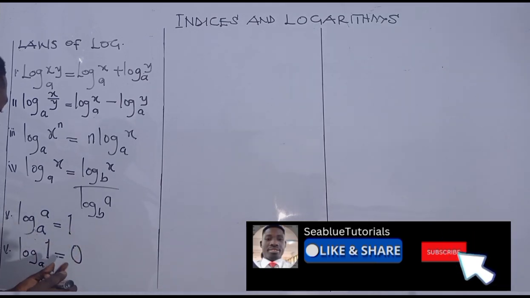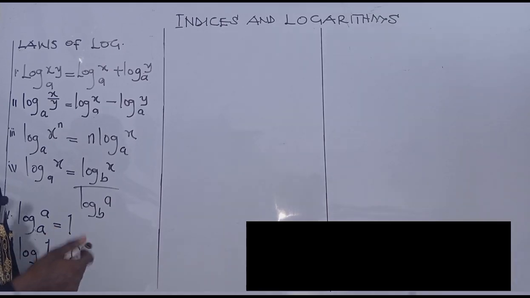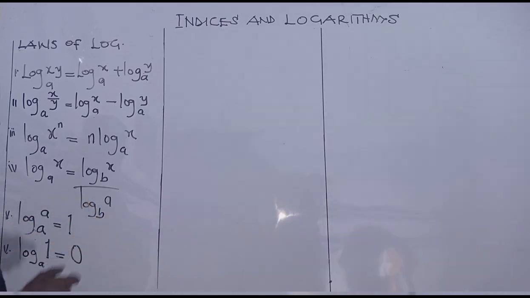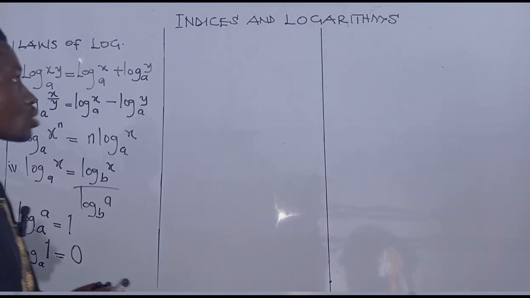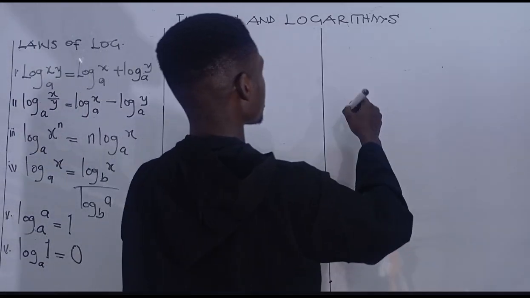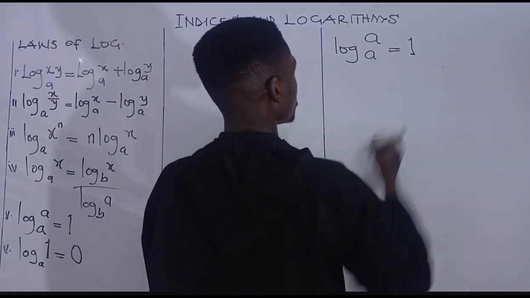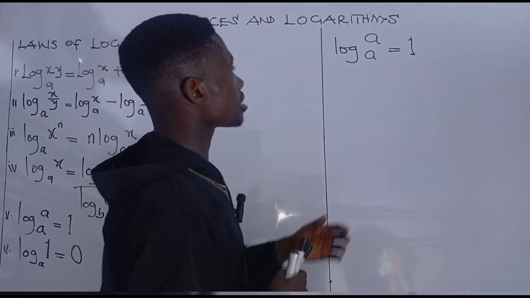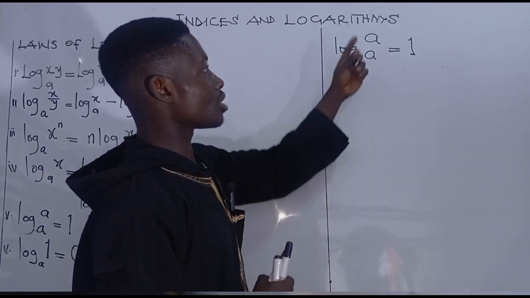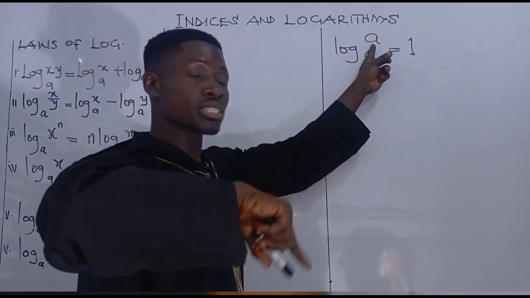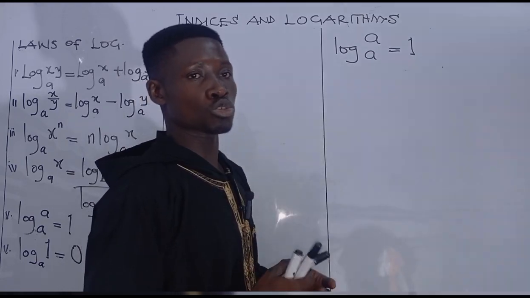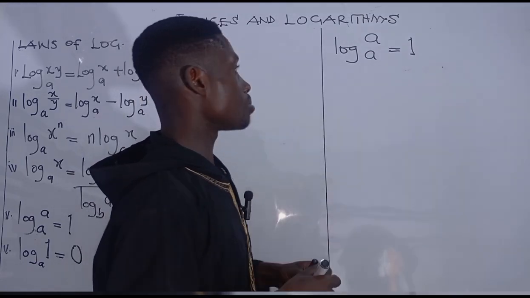So we are starting with the properties because along the line we'll be making use of these properties in proving the laws. So let's start with the first one. We are starting with this one, which says that when you have the logarithm of a number to the base of the same number, it is equal to 1. Let's look at the proof.